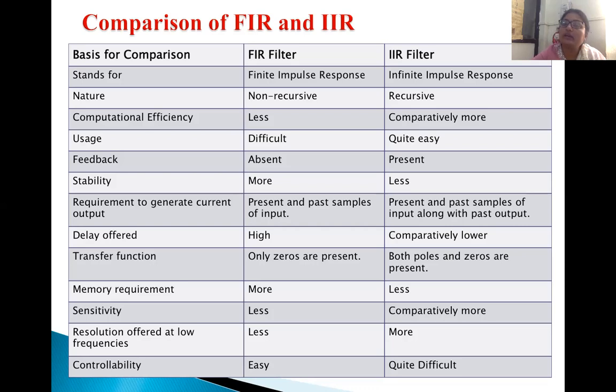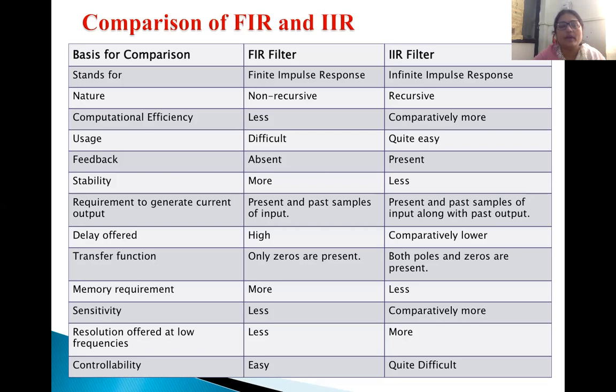Requirement to generate current output. In the case of an FIR filter, the output is generated by making use of present and past samples of the input, whereas in the case of an IIR filter, the output is generated by using present and past samples of the input and past samples of the output. So this is what is important.